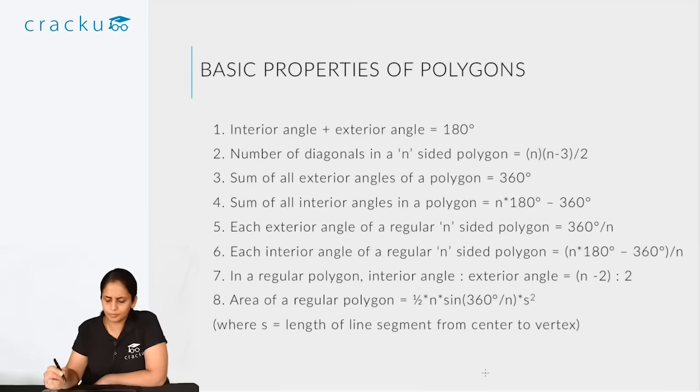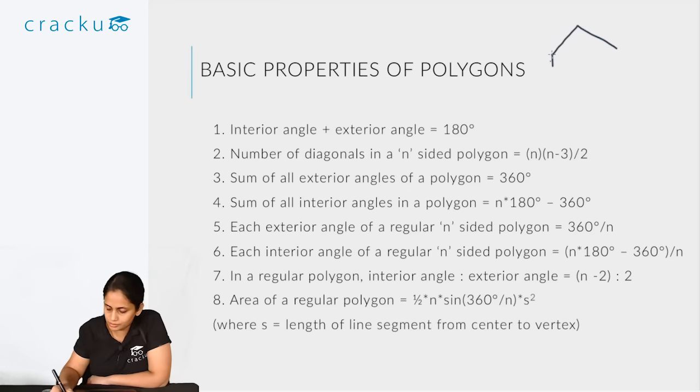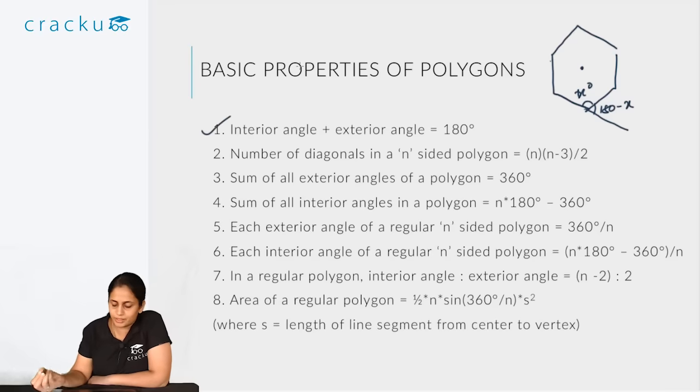A basic property of a polygon is this. Say I'll first draw a hexagon just for reference, so that it's easy to understand what I'm saying. In a regular convex polygon, the interior angle plus exterior angle will be equal to 180 degrees, because suppose this is x, then this will be 180 minus x. So this is the first property. This is a simple property for you to remember, not specific to polygons either.